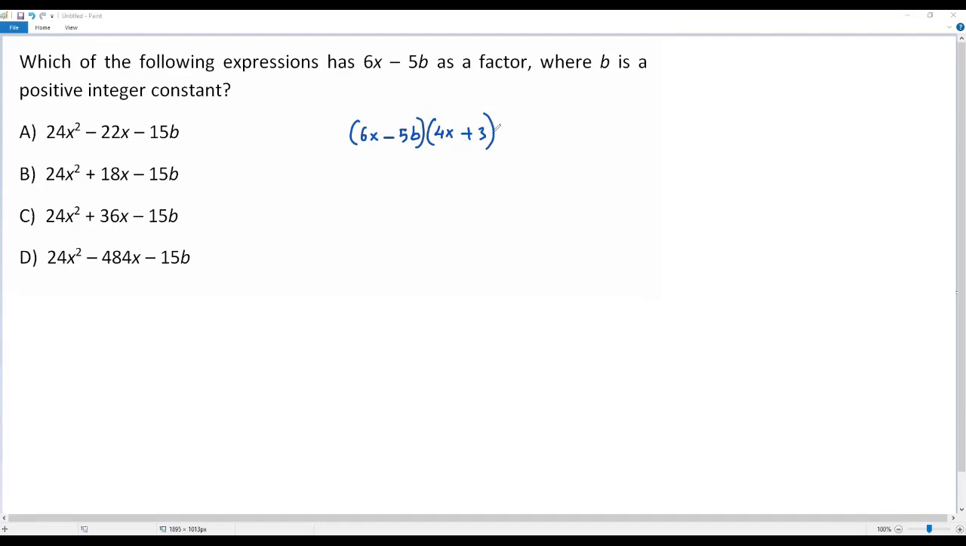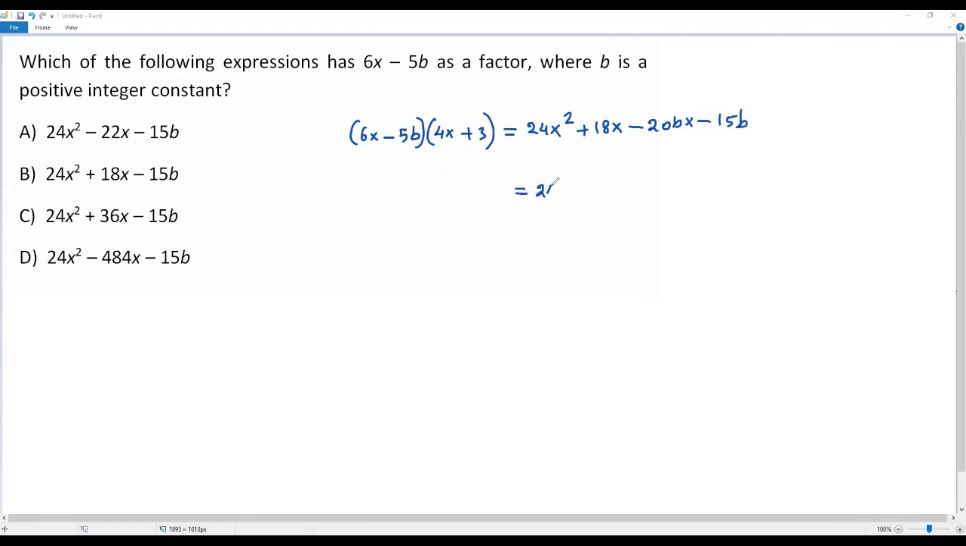Okay, here I got the two linear factors. Now let's multiply to get the quadratic expression that is equivalent to this one. Okay, we can multiply these two binomials using the FOIL method. Let me multiply the first terms. 6x times 4x is 24x squared. Let's multiply 6x and positive 3. That is the outer terms. I am getting 6x times 3 is a positive 18x. Now let's multiply the inner terms. Negative 5b and positive 4x. I am getting negative 20bx. And now let's multiply the last terms. Negative 5b and positive 3. Then I am getting negative 15b.